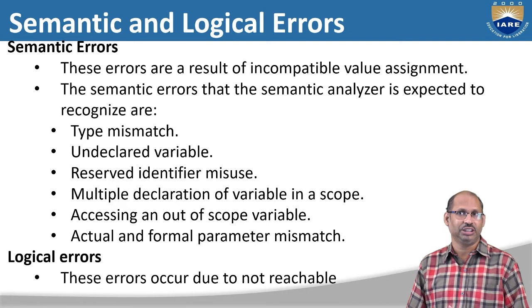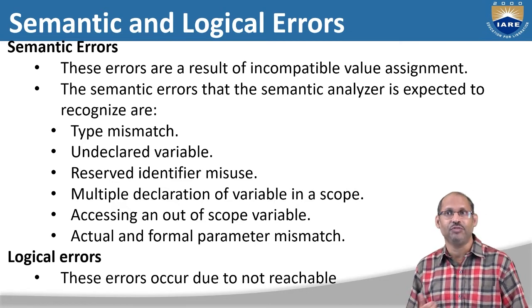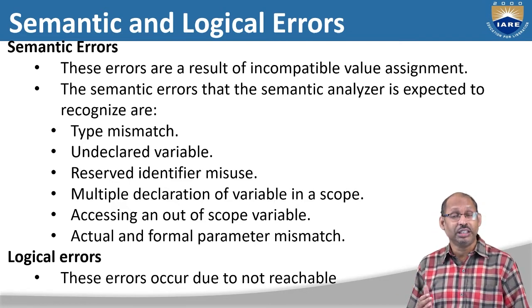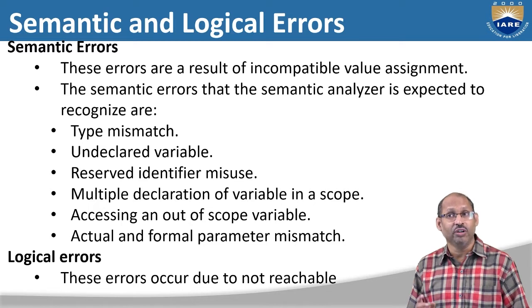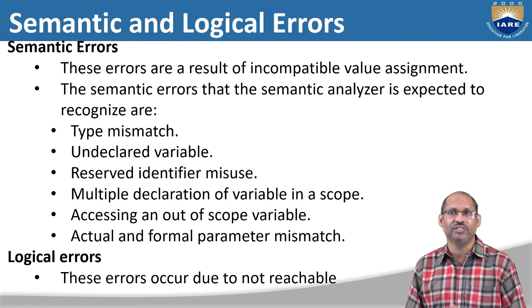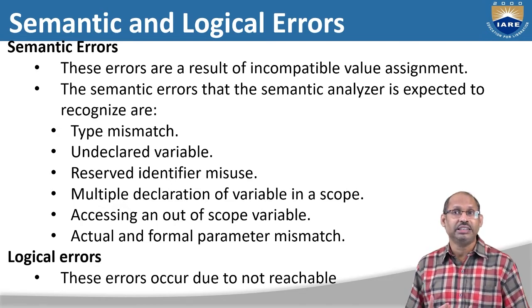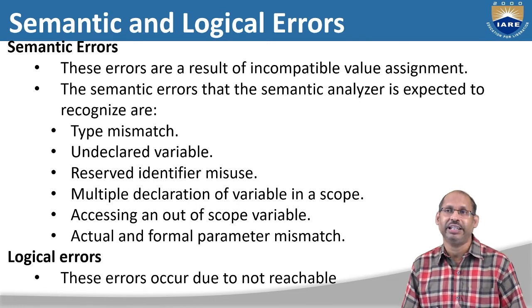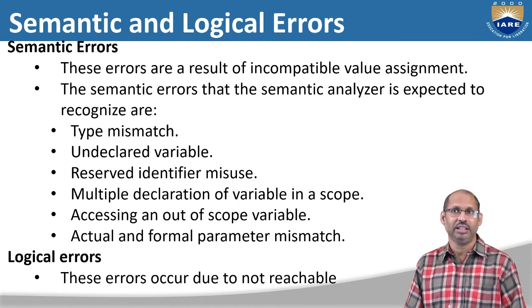Type mismatch, undeclared variables, using reserved keywords as variable names, multiple declaration of variables in the same scope, accessing a value of a variable out of scope, and mismatching of the actual and formal parameters. So all these are the different semantic errors, right?